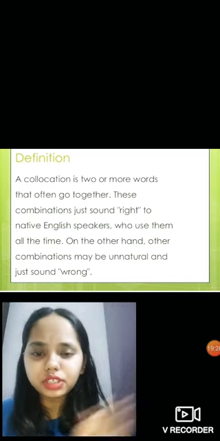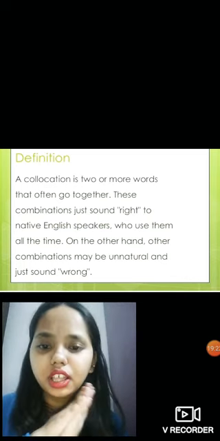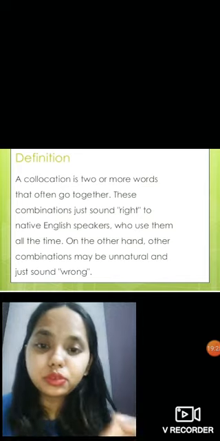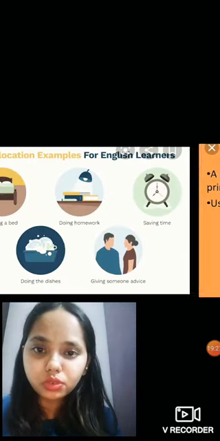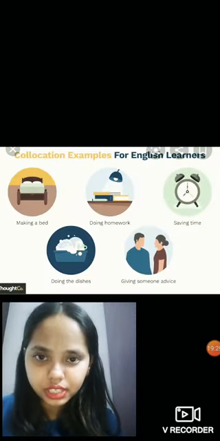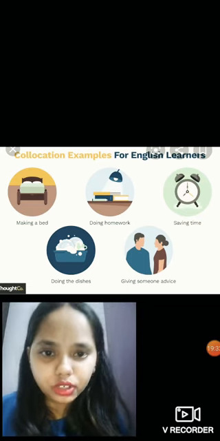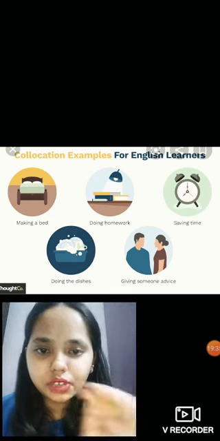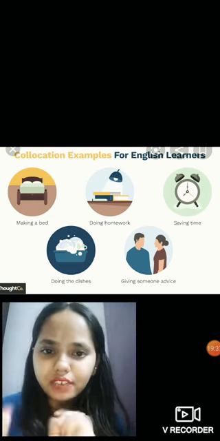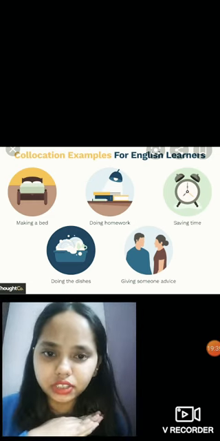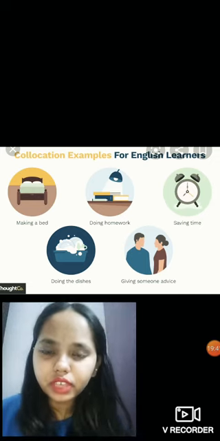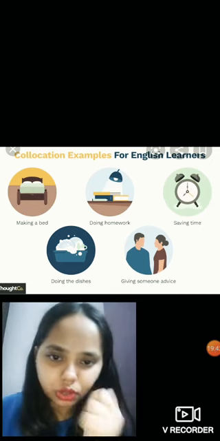Collocation is a set of words that are used together that sounds right to the people who speak English. So we'll go to the examples here. You see, making a bed, doing homework, saving time. We don't say reducing time, because saving and time go well with each other. So two, three words going well with each other is called collocation.